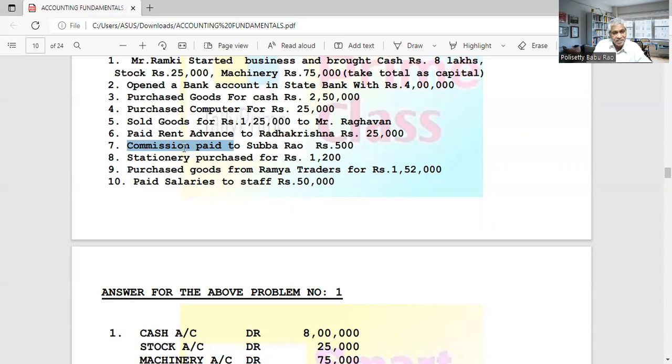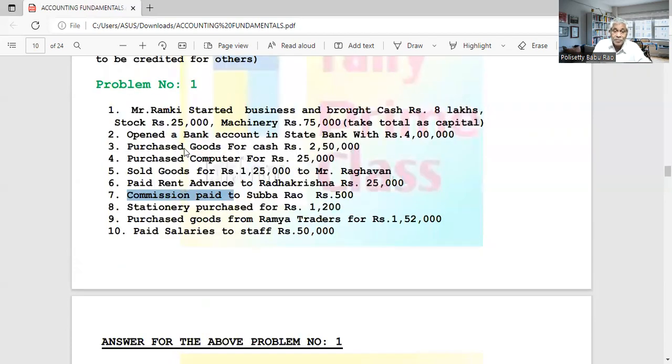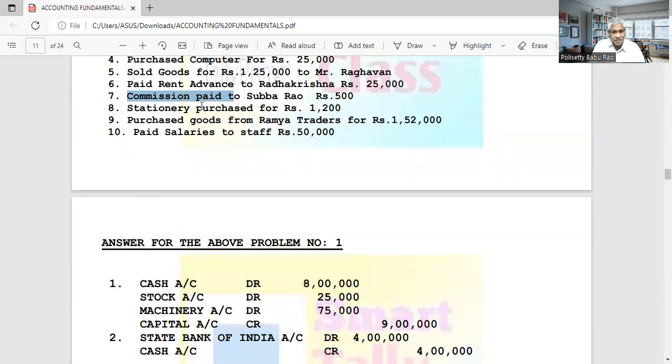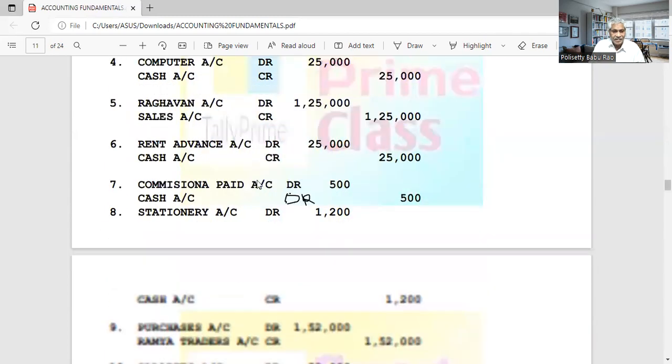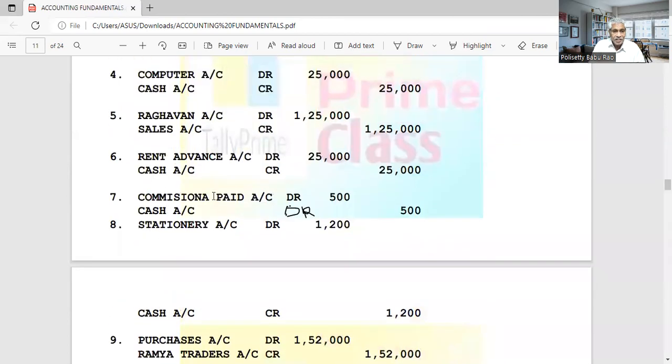So here commission paid is an expense, and we write it as commission paid. When we receive commission, it is commission received. If you enter both in one account, received and paid will be in one account, and then you have to segregate: total the debit side, taken as expenditure, and total the credit side, taken as income. Instead of that, both are kept separate. That is why commission paid is an expense, and cash paid 500. So commission paid account debit, cash account credit.